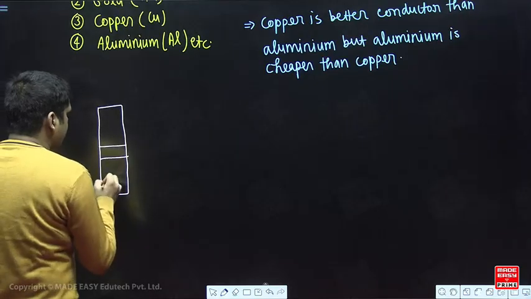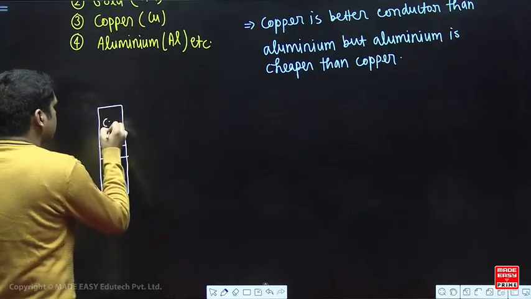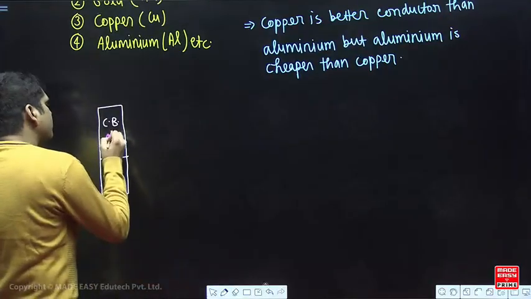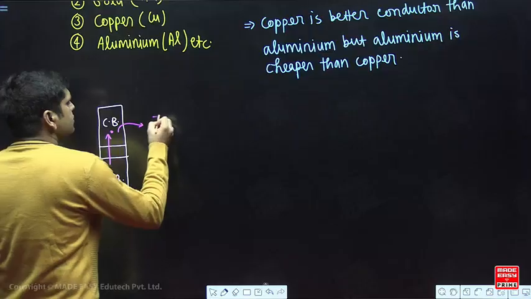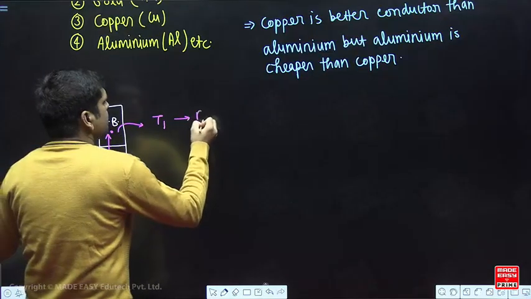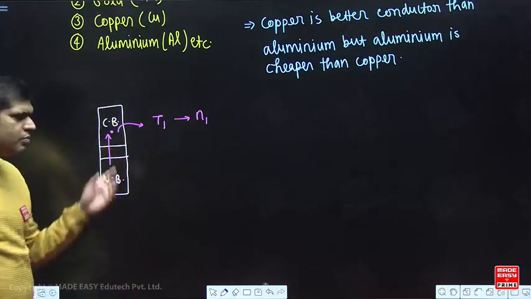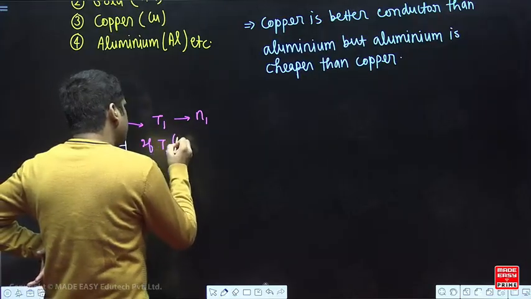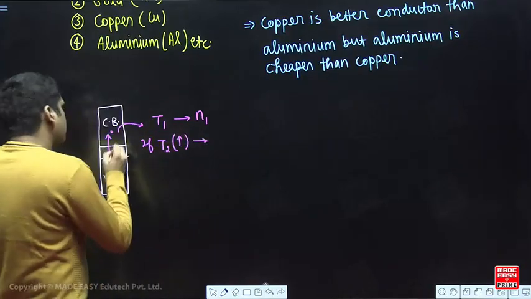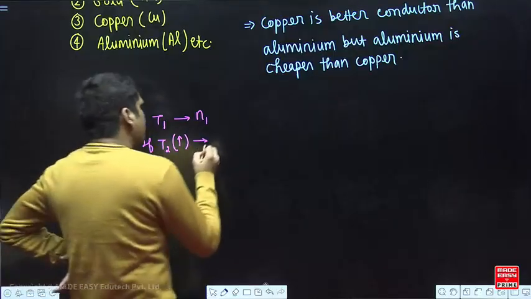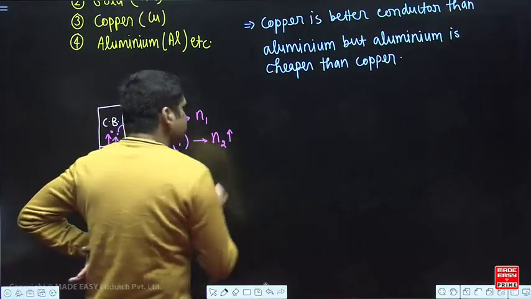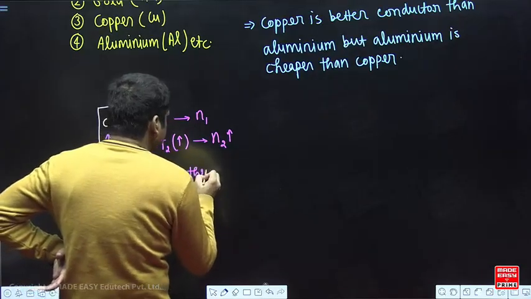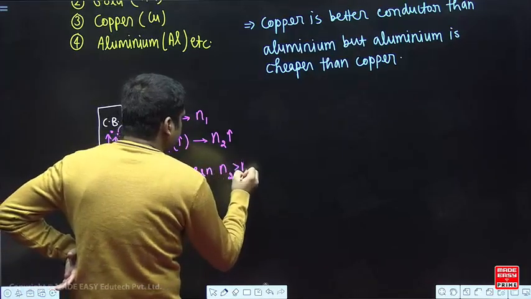In this semiconductor the band gap is very narrow. So whatever electrons move from valence band to conduction band, they become free electrons. At temperature T1, let us suppose we have N1 free electrons, meaning electrons in the conduction band. If we increase the temperature to T2, then more electrons reach the conduction band and the number of electrons increases. If T2 is greater than T1, then N2 is greater than N1.